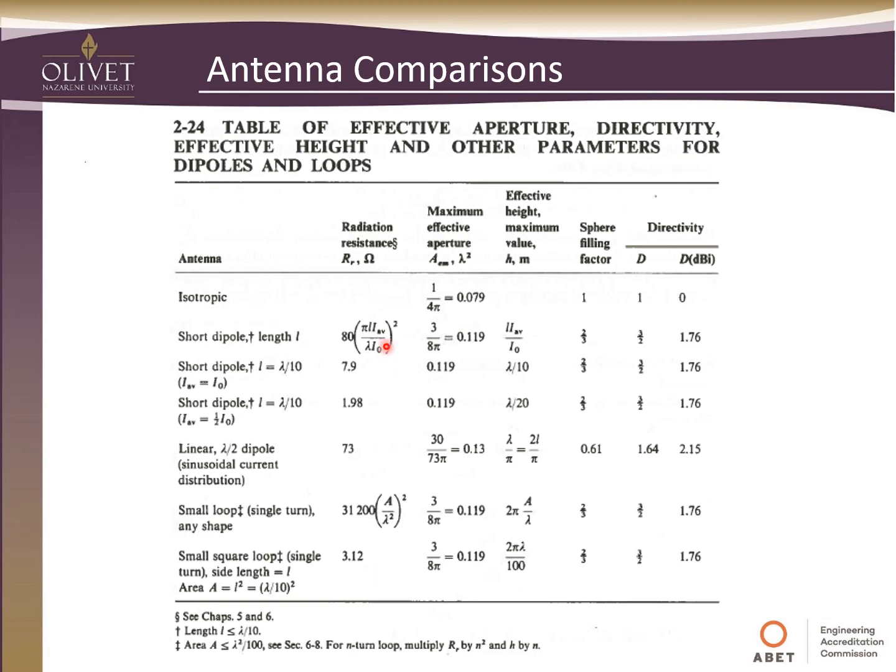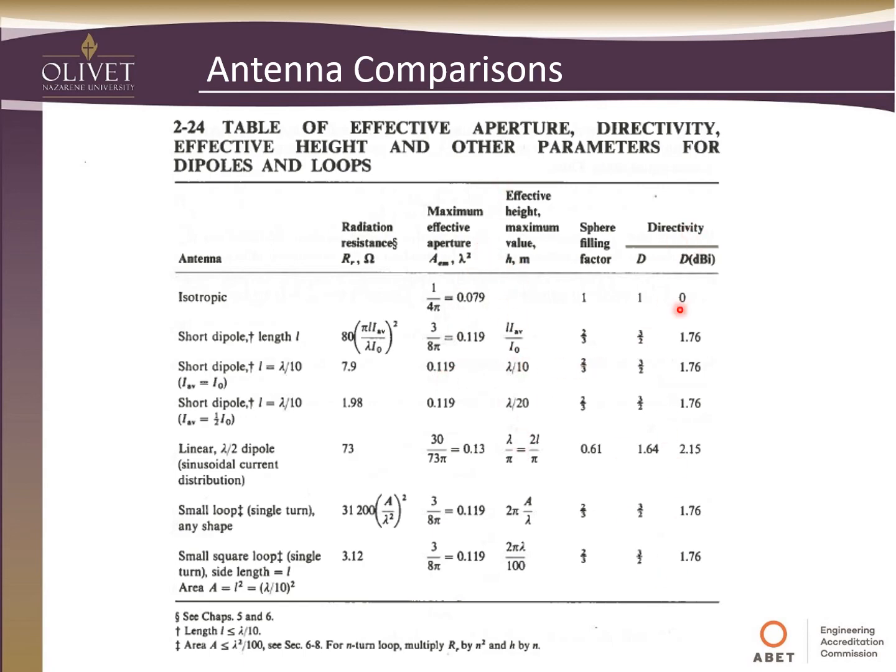In the first column here, you see we can calculate the radiation resistance. For instance, this short dipole lambda over 10 is much more efficient in translating the source power into a transmitted electromagnetic wave than this linear lambda over 2 is. It has a radiation resistance of 73. There are some other characteristics here we're not going to look at.